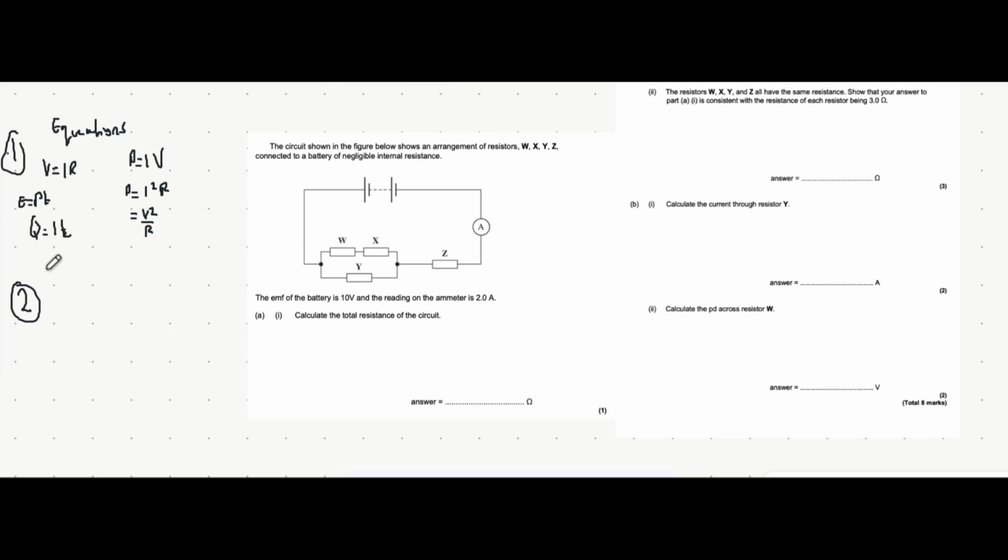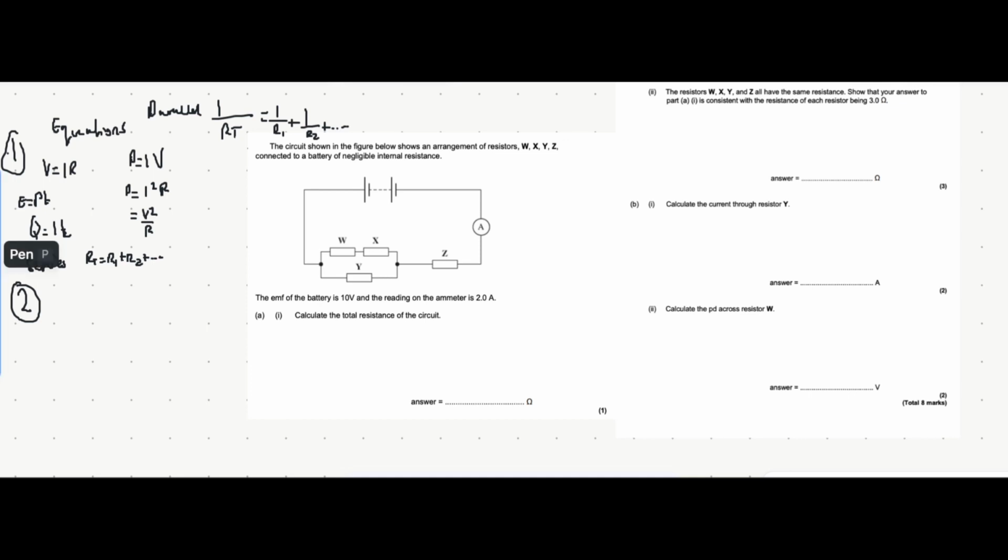You may also have to use the idea that in series, the total resistance is just the sum of the individual resistors, which we actually will have to in this question. Whereas in parallel, 1 over the total resistance is 1 over the first resistor plus 1 over the second resistor, and so forth for however many resistors are in parallel.